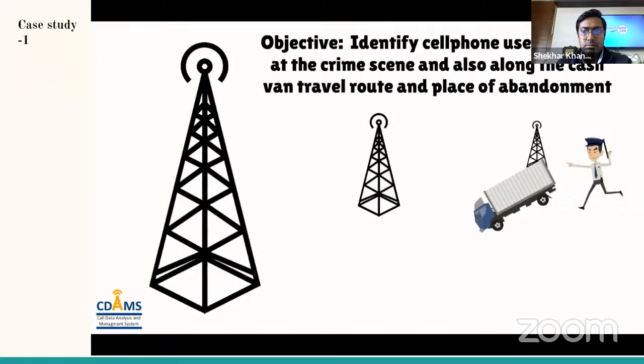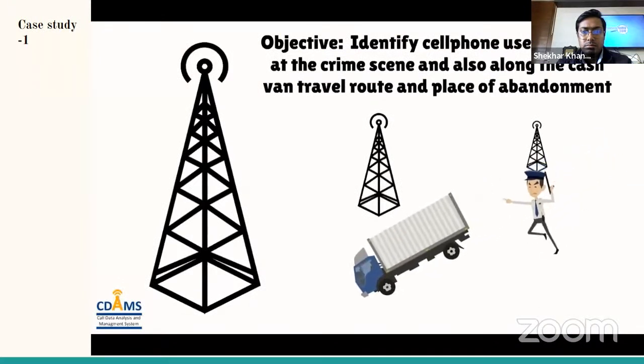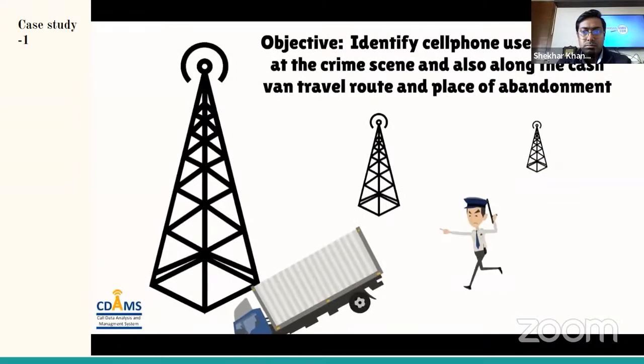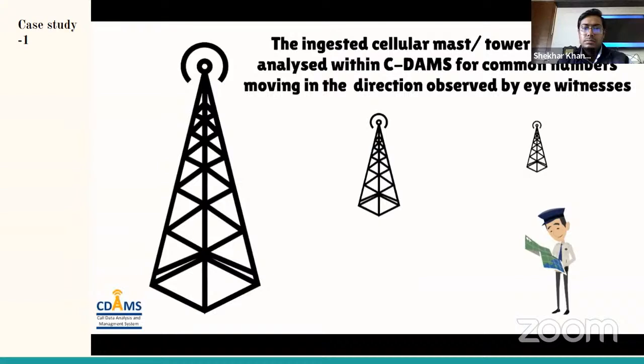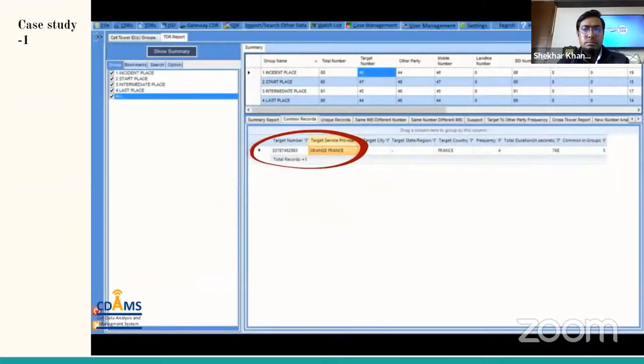The idea behind this was to identify cell phone users who were present at the crime scene, the route of the hijacked van and the place of its abandonment. CDAMS was used to analyze the ingested cellular tower data. Numbers common to the cellular towers were identified. Movement along the route observed by eyewitnesses was verified. The investigating officer zeroed in on one number meeting these criteria. This was present at the crime scene, as well as the hijacked van's travel route at the appropriate times. The investigating officer now had a suspect.